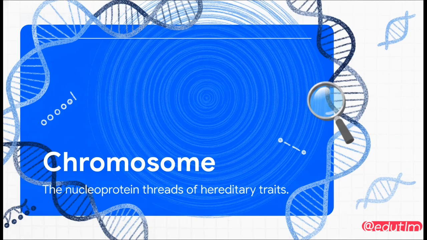And finally, here we reach the absolute core of our journey, the blueprints of life itself, the chromosomes. These are defined as the nucleoprotein threads of hereditary traits. Just imagine these delicate, infinitely complex threads packed securely within this inner vault. They carry the instructions for everything the cell is and everything it will eventually become.